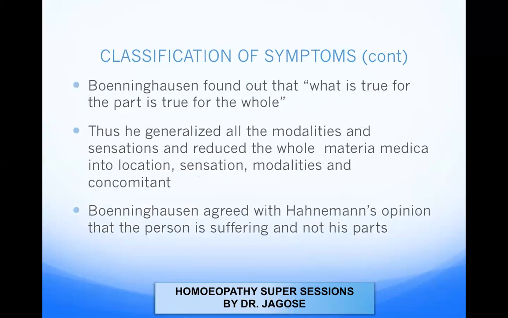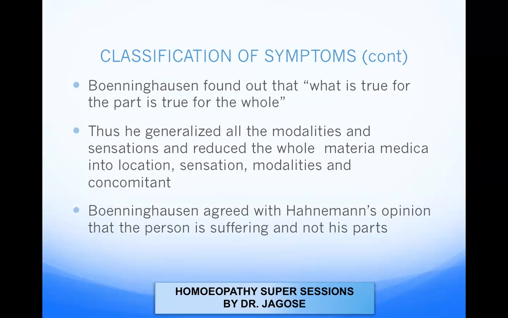So what did he do? Boenninghausen found out what is true for the part is true for the whole. So what is true for the part is also true for the whole. That means, if a sensation is missing in one part, but it is there in the second part, then he has generalized it on a grand level, and he has put that sensation into the incomplete symptom where it was not there and made it complete. Thus, he generalized all the modalities and sensations and reduced the whole materia medica into location, sensation, modality, and concomitant. Boenninghausen agreed with Hahnemann's opinion that the person is suffering and not his parts.